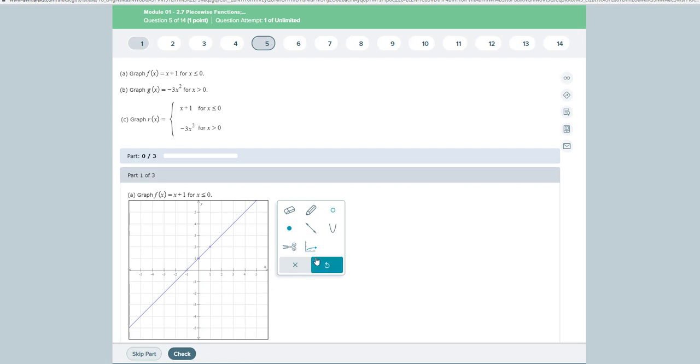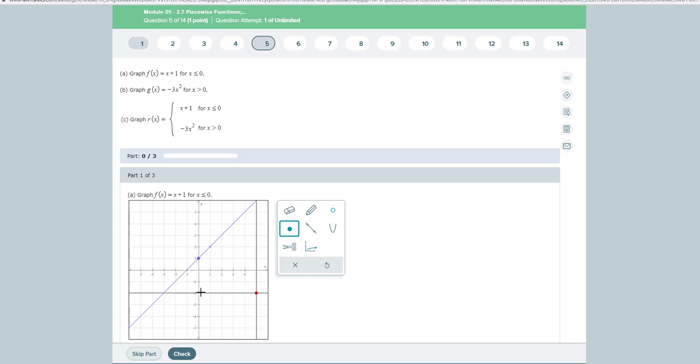You can also graph a couple different ways. You can actually enter a point, and we could draw that if you want. There's a couple different ways you can do that. Now here's the big important thing. It's not the entire line. It's only the line when your x values are less than or equal to 0.